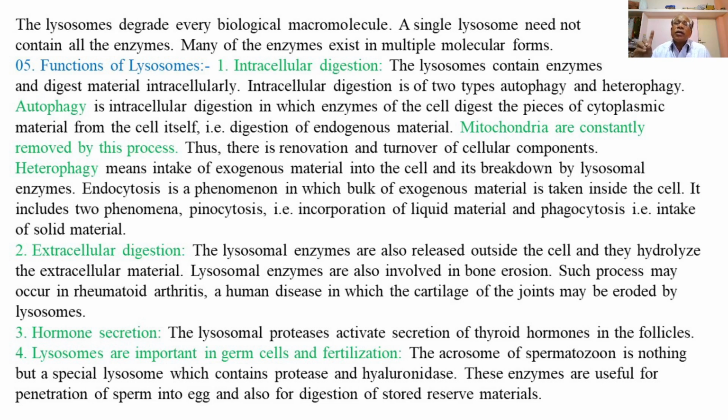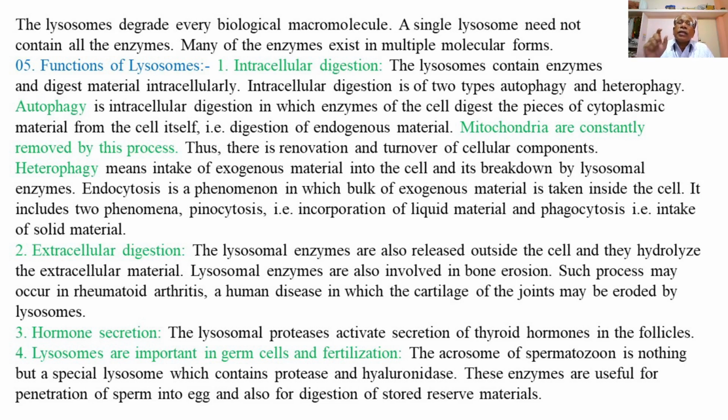So the acrosome of the sperm is a special type of lysosome, and it contains two types of enzymes, proteases and hyaluronidase, and these enzymes are useful in dissolving the egg membrane during penetration of the sperm into the egg during fertilization. These enzymes are also useful for the digestion of the stored reserve materials in the germ cells.